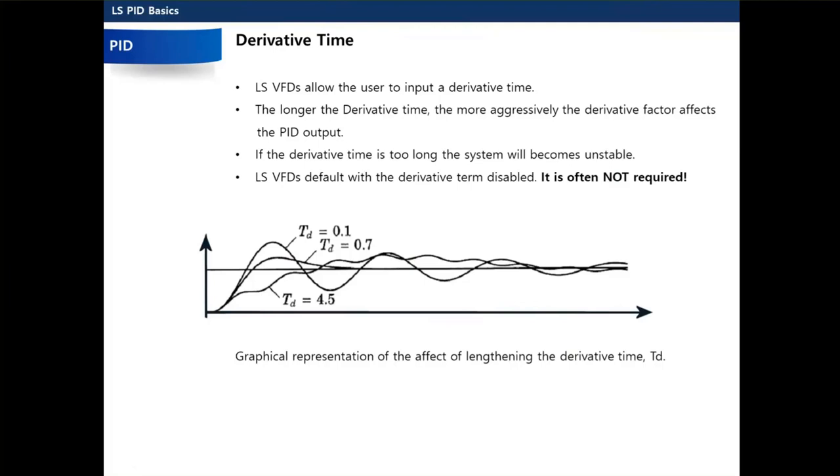If you turn it up too high, you're going to have the same thing as with a gain. The P gain, you're going to have some unstable operation. You see some pretty nasty signals down here. But TD represents our derivative time.